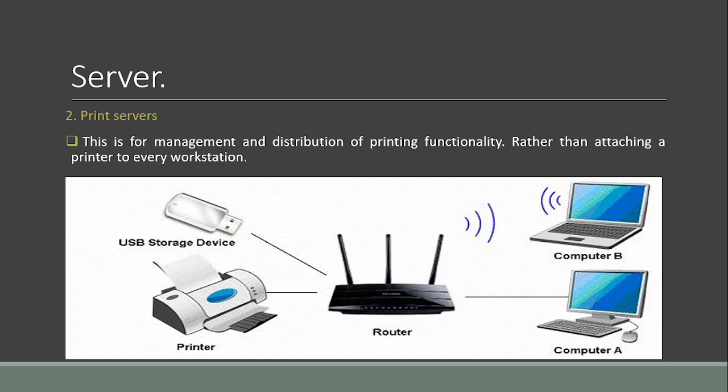So this is for management and distribution of printing functionality. Rather than attaching a printer to every station, you can see the image now. Computer B, computer A, then the printer here, USB device, then the router. This is the router that communicates the internet to computers A and B. When a job is sent to the router, the printer prints it out without any cable connection at all. I think you could understand that without any problem now.